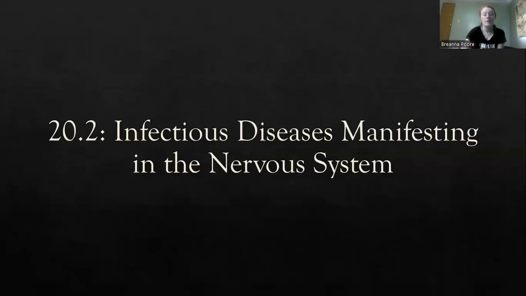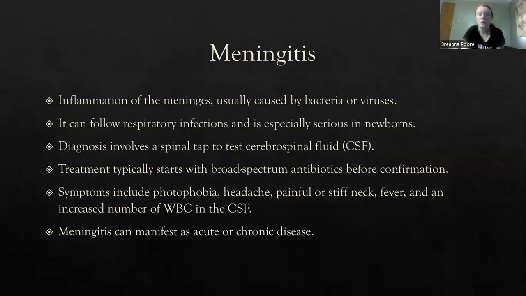Next is 20.2, which is infectious diseases manifesting in the nervous system. First is meningitis. There was also meningococcus, pneumococcus, valley fever, etc. But I just put the biggest ones on here.